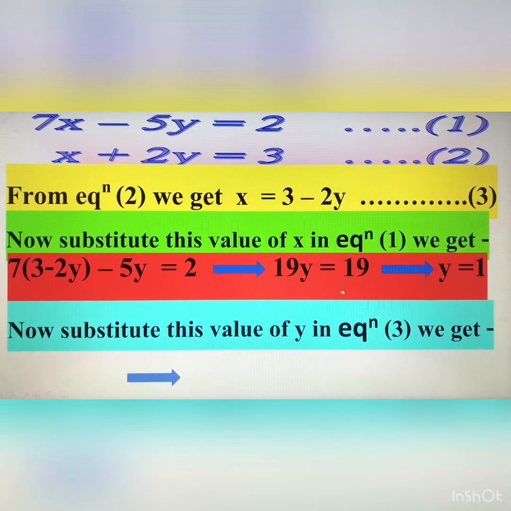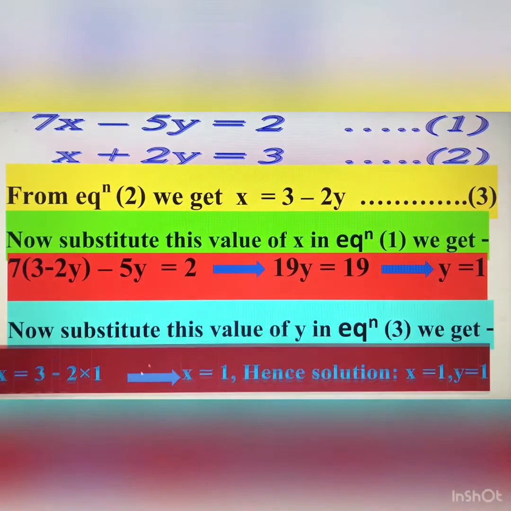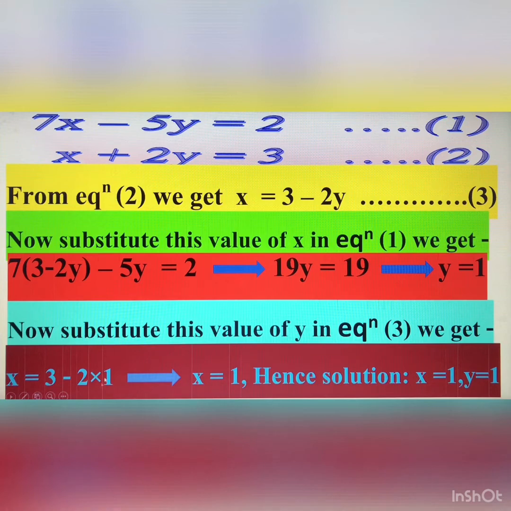Now substitute this value of y in equation number 3. This is equation number 3. So we will put the value of y, that is 1, here. So we will get x equal to 3 minus 2y. x equal to 3 minus 2y. y means 1, so 2 into 1. Then we will get x equal to 1. Hence the solution is x equal to 1 and y equal to 1.